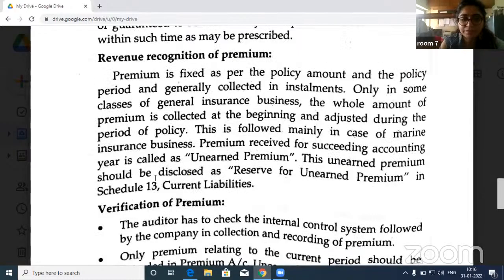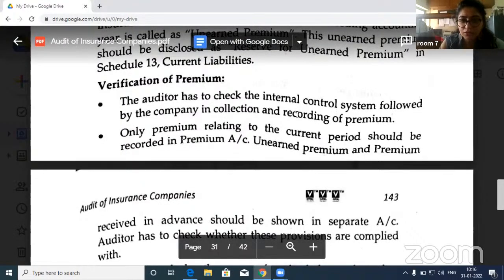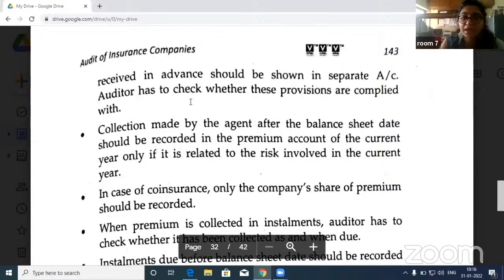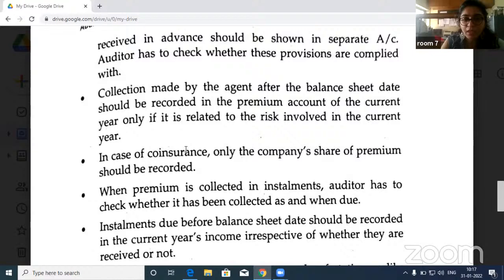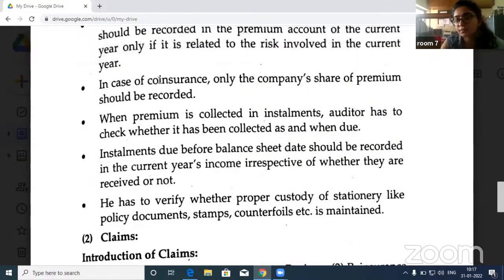Okay, next. Based on the internal control system, you will check all recordings of the premium, the current year's premium and outstanding premium. Advance premium received should be shown in a separate account. Collection made by the agent after the balance sheet date, you will check that also. And if it is co-insurance, it means, no, sorry, not double insurance. Co-insurance means one property has been insured by 2 partners together.